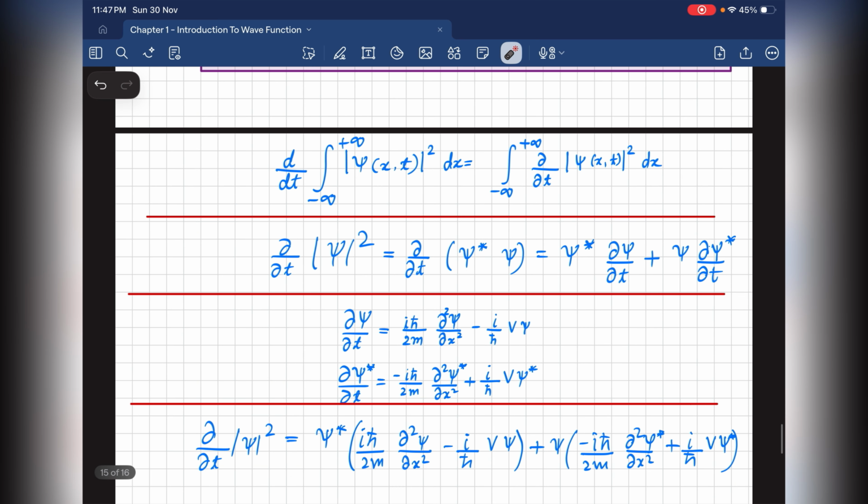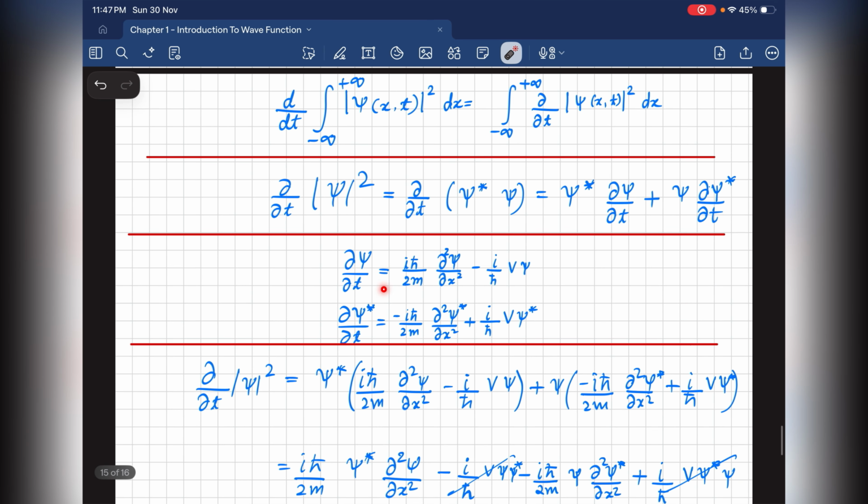So once we take the derivative of psi square, del by del t, we can write this mod of psi square in terms of psi star into psi. So let's do the differentiation, that is del by del t of psi star into psi. So we'll get psi star into del psi by del t plus psi into del psi star by del t. This is about the product rule.